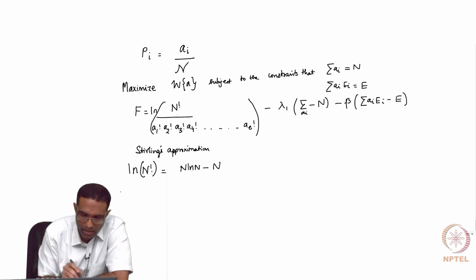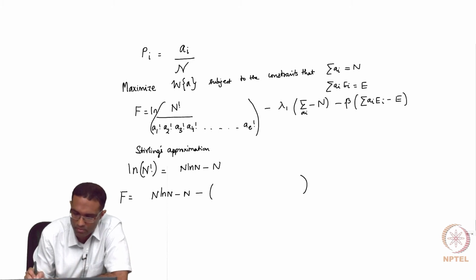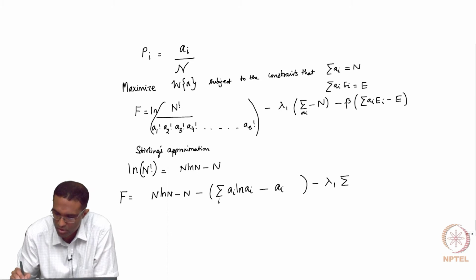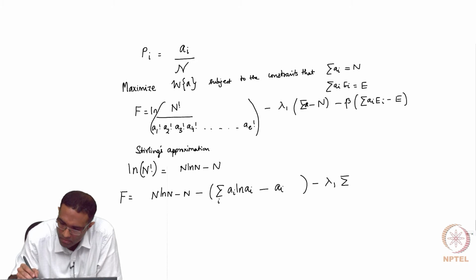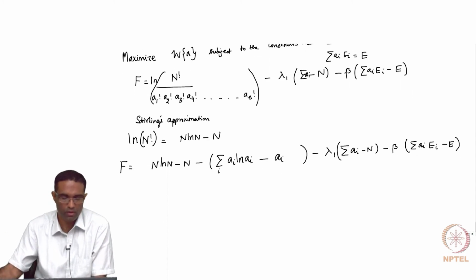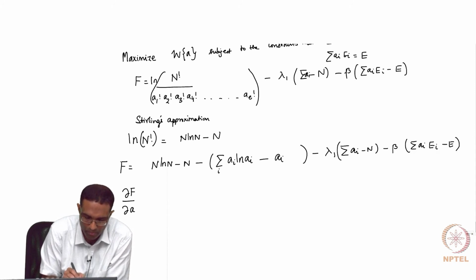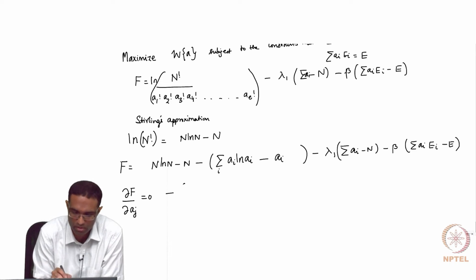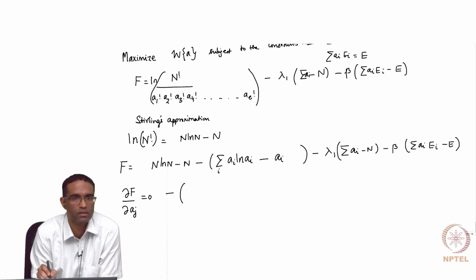So then, writing this down properly, you would get n ln n minus n minus the summation over i of Ai ln Ai minus Ai, right? But this has to be minus lambda 1 times the summation. Right. So let's do the following. Dou f by dou Aj must be equal to 0, where Aj is anything here. So these things don't depend on Aj. Therefore, you have here minus, of only the derivative with respect to the jth thing will actually survive here, right?